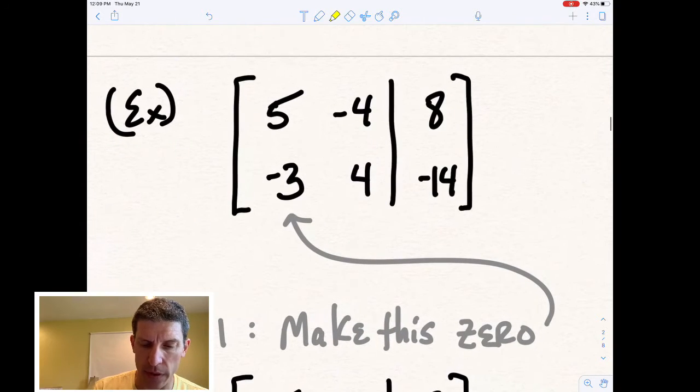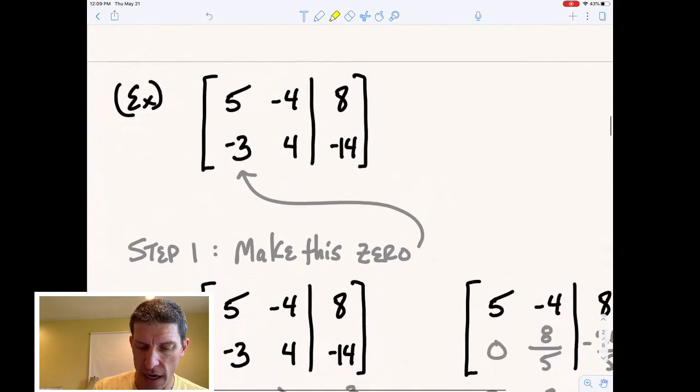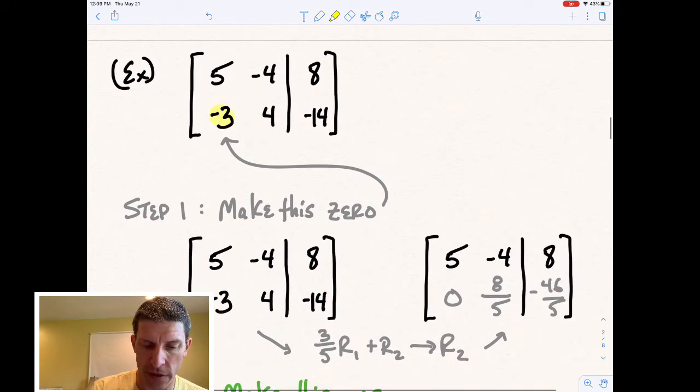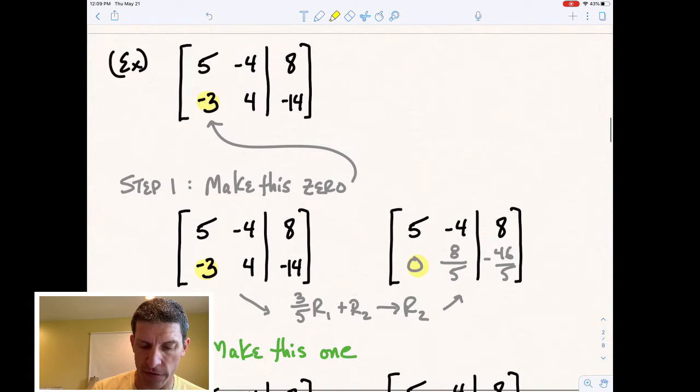I made up an example here, already written as a matrix. I want to make that first bottom left-hand corner into a 0. So in order to make this into a 0, you might start being familiar with this. I made a fraction out of the 3 and the 5. Here's my 3, 5 fraction. I didn't use the negative sign because I wanted an opposite. I added it to the second row, and I put it in the second row spot.